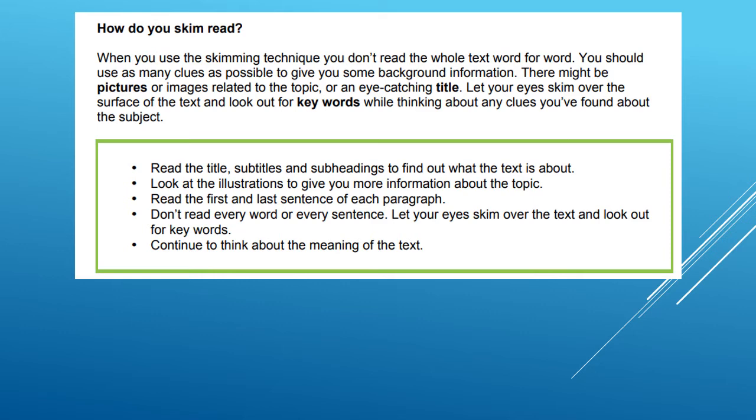Read the title, subtitles and subheadings to find out what the text is about. Look at the illustrations to give you more information about the topic. Read the first and last sentence of each paragraph. That also is a way of finding out the general theme. Don't read every word or every sentence. Let your eyes skim over the text and look out for keywords. Continue to think about the meaning of the text. This is how you skim read.